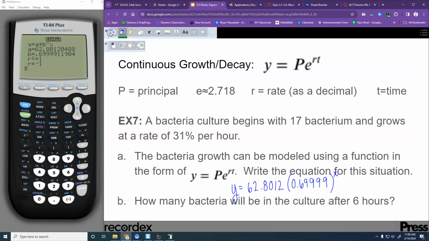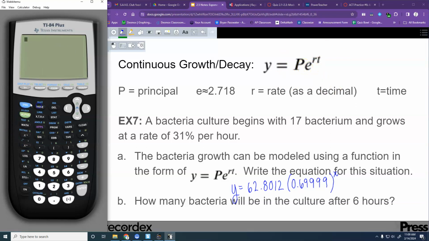All right, now, sometimes we do not use the A times B to the X formula. Instead, we might use the formula that we use for continuous growth or decay, which is Y equals PE to the RT. Have you guys seen E before? You have. So I think whenever you do, there's some exponential stuff in Math 3. And I think whenever you do that in Math 3, that's where that should be introduced.